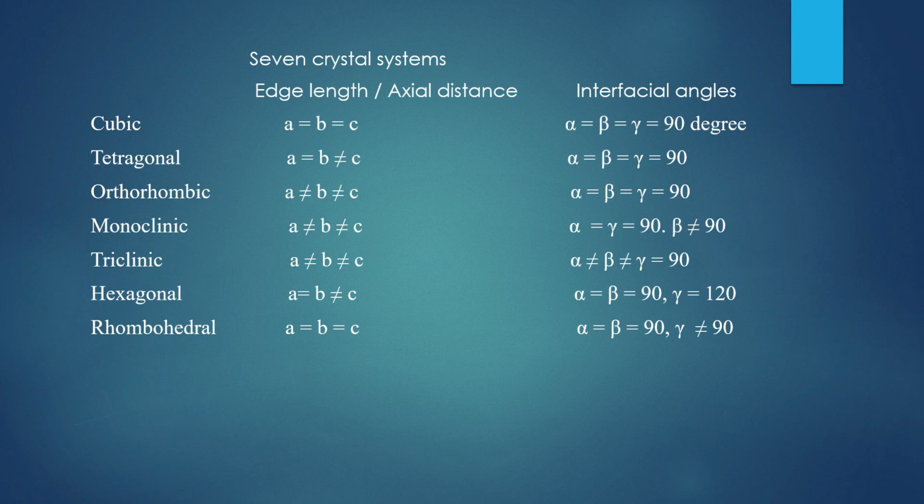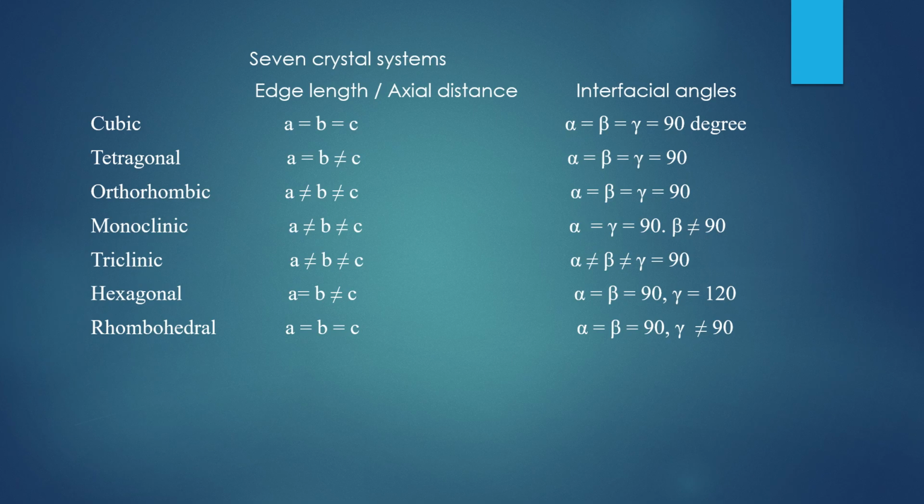A is not equal to B and B is not equal to C. Interfacial angles are alpha equals beta and beta equals gamma, which are equal to 90 degrees. All sides are unequal but angles are equal.